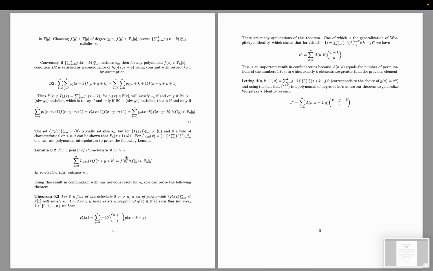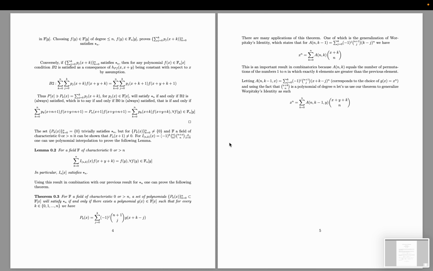And this is not if and only if, but we can use this result in combination with our previous lemma for star n to get a more convenient if and only if condition. So for F a field of characteristic 0 or greater than n, a set of polynomials capital P sub k of x, k equals 0 to n, will satisfy star n if and only if there exists a polynomial g of x such that for every k from 0, 1 up to n, we have this equality.